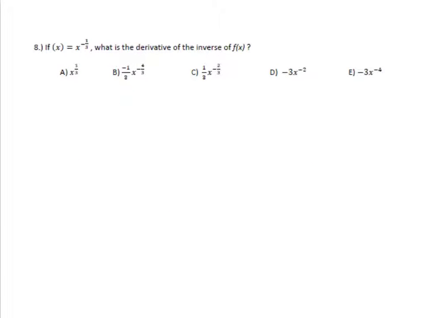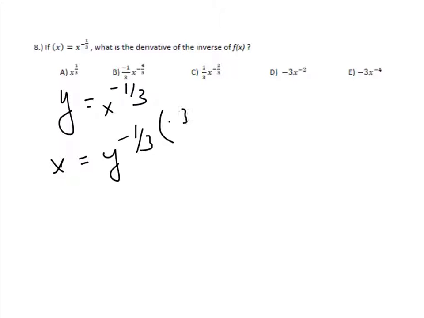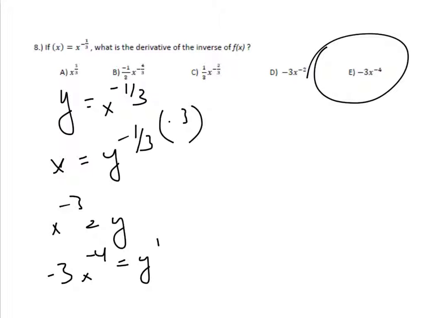Good. Okay, so for some of you, this was the hardest question on the test. Y is equal to x to the negative 1/3, and we want the inverse. That means we're going to switch x and y, solve it for y. So that's really to the negative 3. So we have x to the negative 3 is equal to y. Now we want to take that derivative. That's our inverse. So we get negative 3x to the negative 4 is equal to y prime. Good.